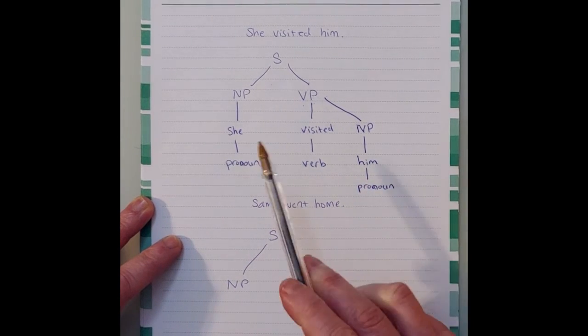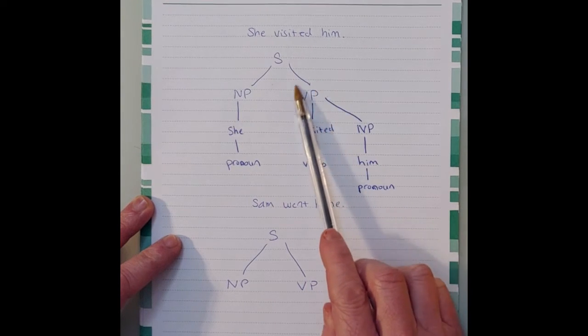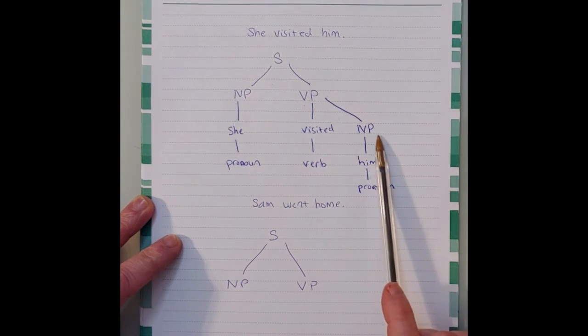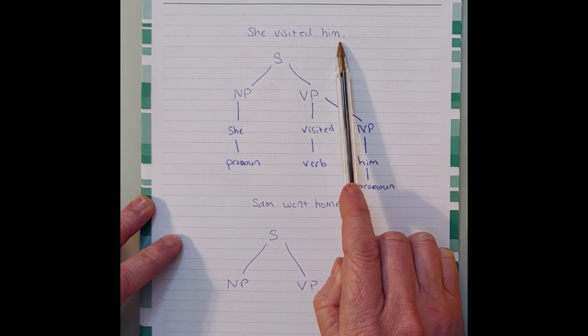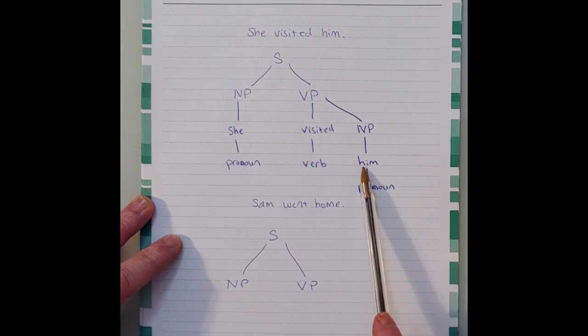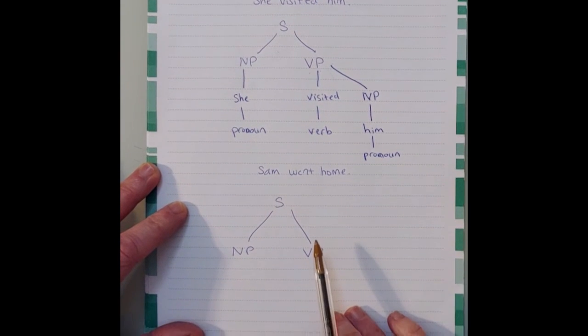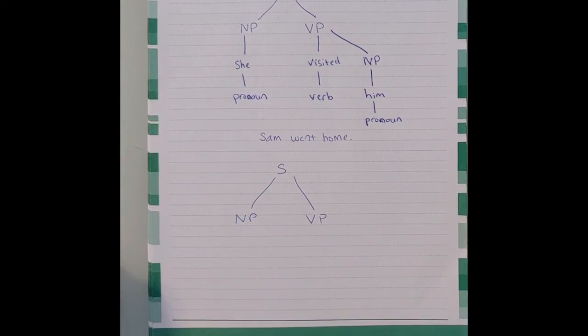Okay? So again, inside our predicate, inside our verb phrase, we can have other phrases. And in this case, we have a noun phrase following in our predicate, which is the noun phrase him, which is a pronoun. So this is almost identical to what we're going to have developed down here.